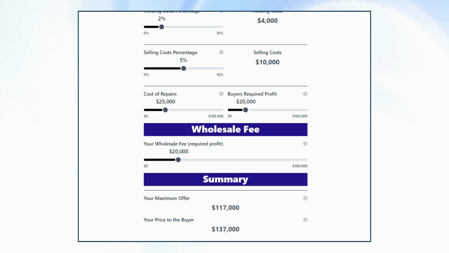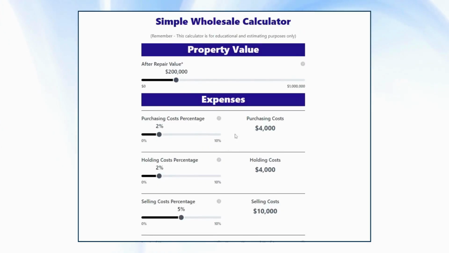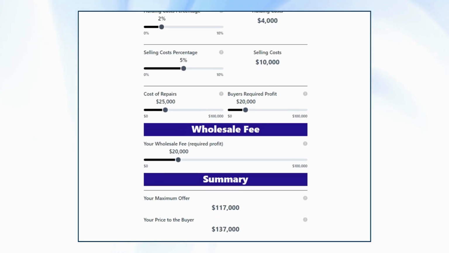So start practicing with this. See what's going on with the calculator. Change the assumptions as you go down through, and then talk to prospective wholesale buyers as you network.